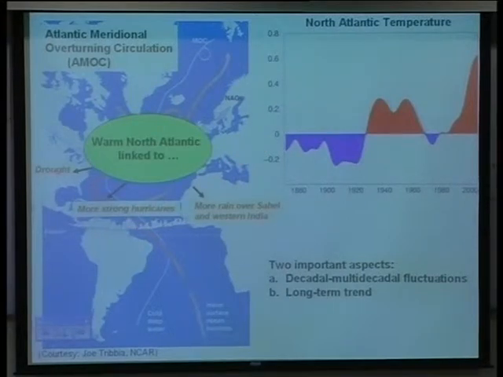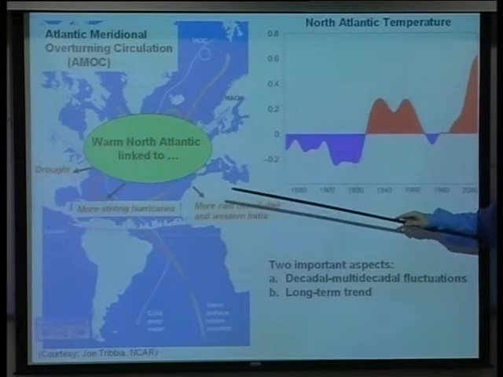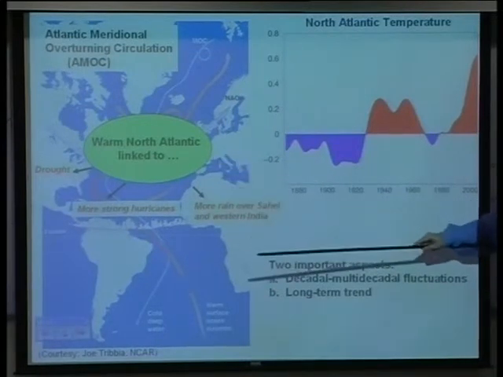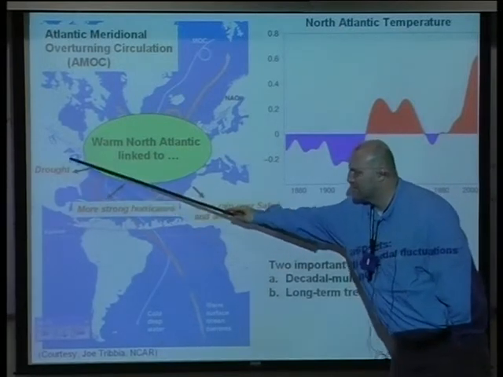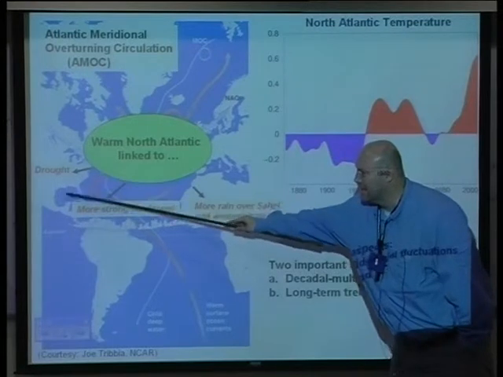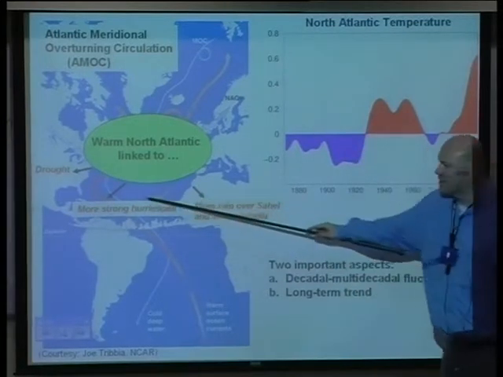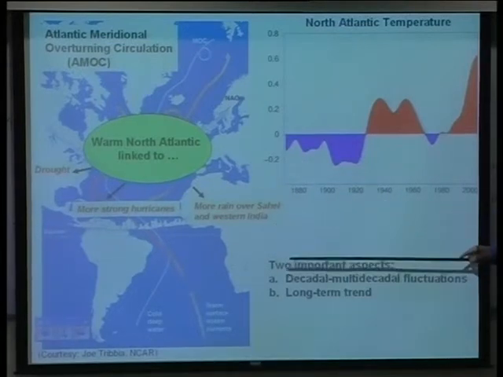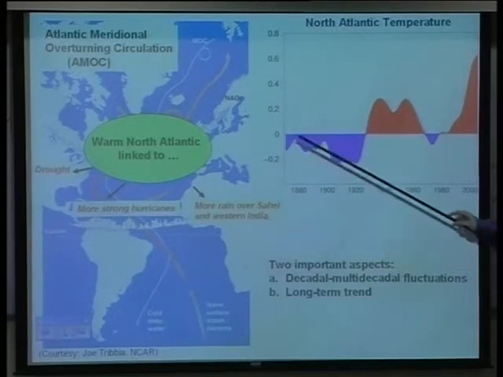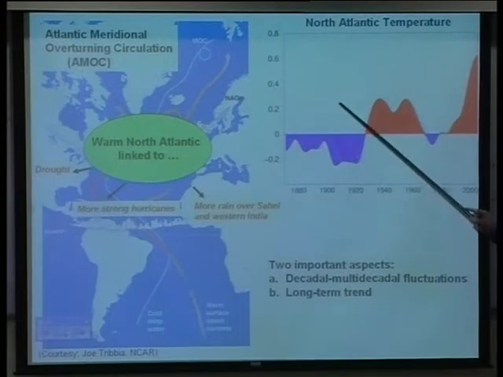Okay, so here is the warm North Atlantic, and you can take this as opposite sign would have opposite effect. This is pretty symmetric. It actually has drought impacts on the southern and mid-Atlantic U.S., leads to stronger hurricanes and more rain over the Sahel and western India. So a pretty strong set of teleconnections from this variability if you were able to predict it.